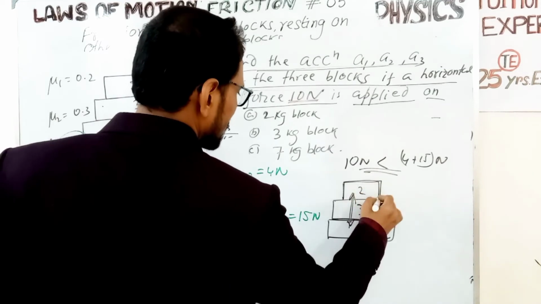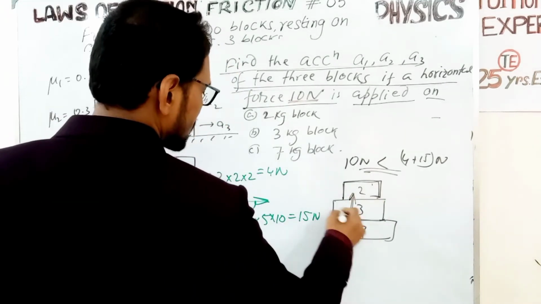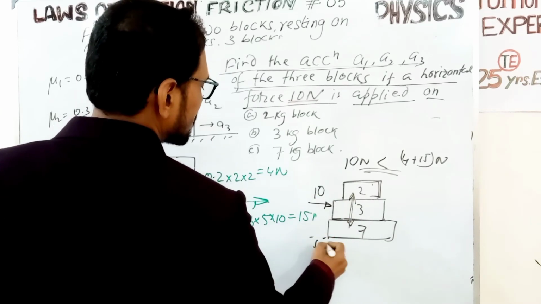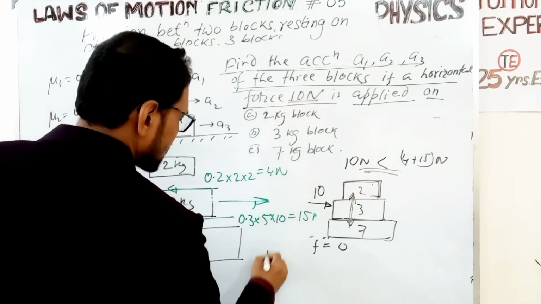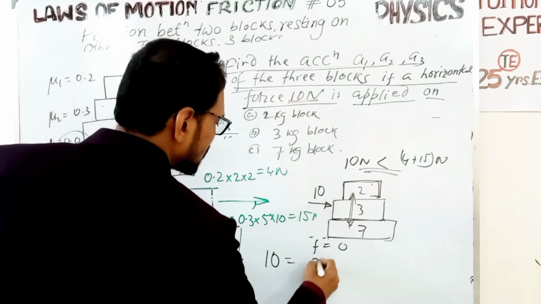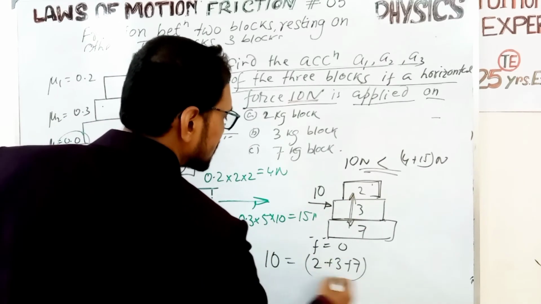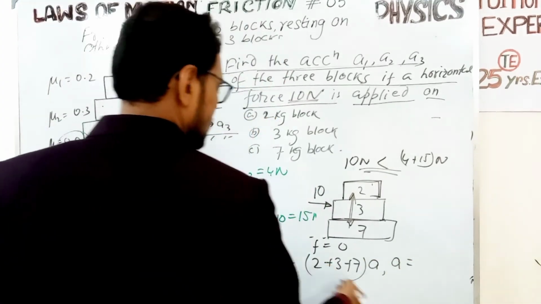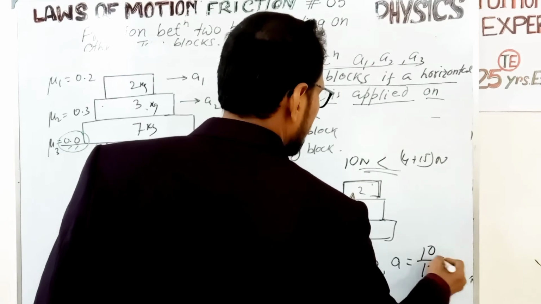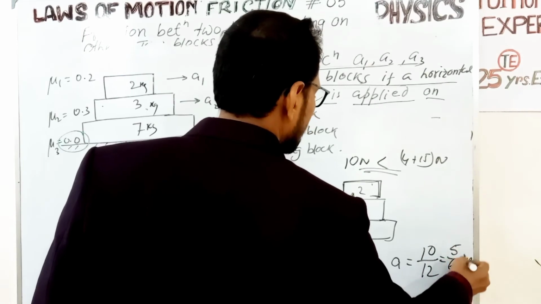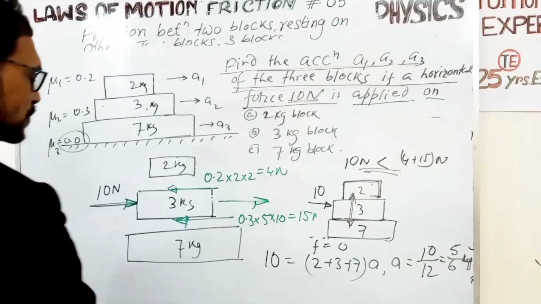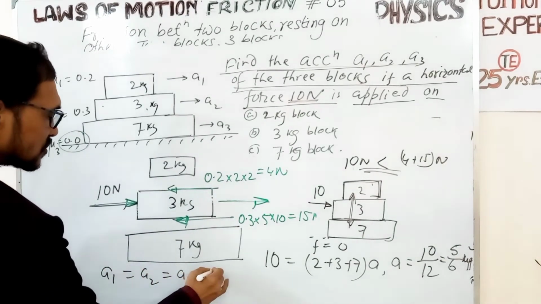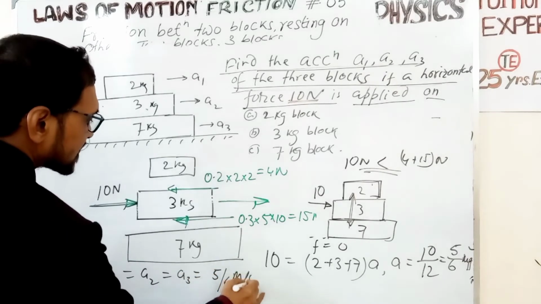Now if we take the 3 blocks as a whole, then the external force is 10. Here the friction force is equal to 0. So total external force equals 10, and mass equals 2 plus 3 plus 7, into A. So A equals 10 by 12, which is 5 by 6 meter per second square. So now the 3 blocks move with the same acceleration, that is A1 equals A2 equals A3 equals 5 by 6 meter per second square.